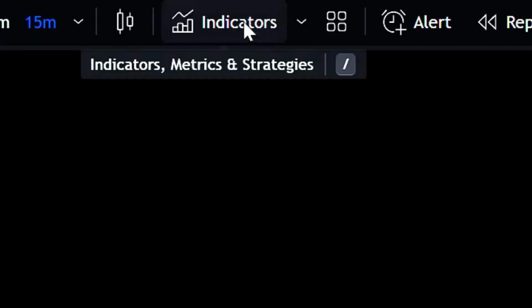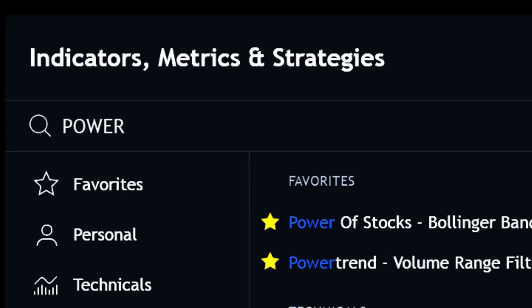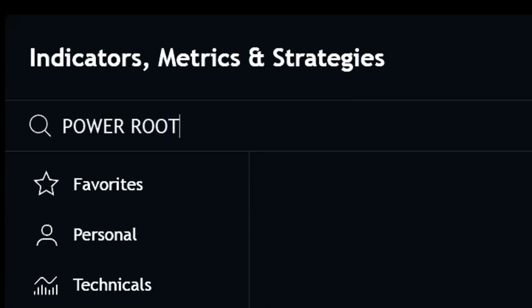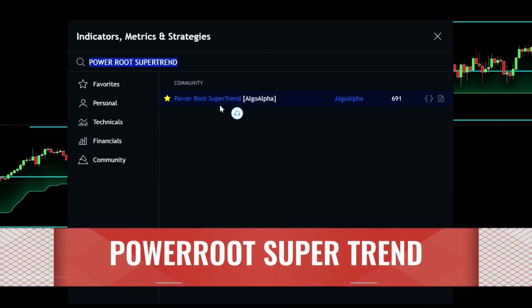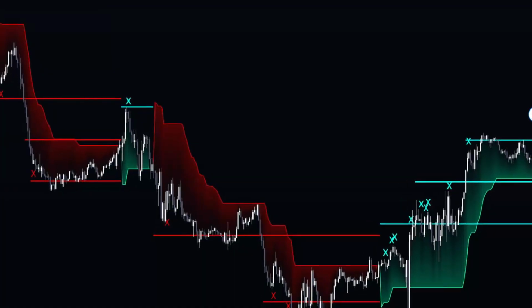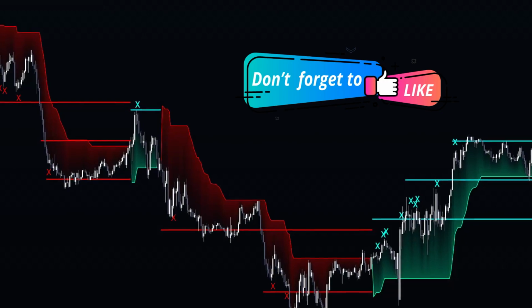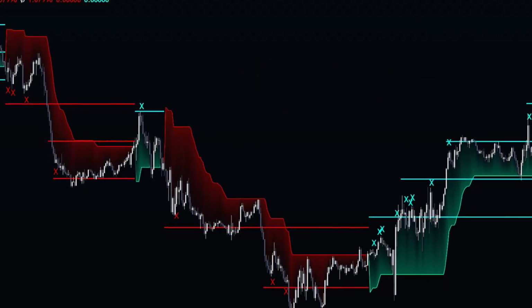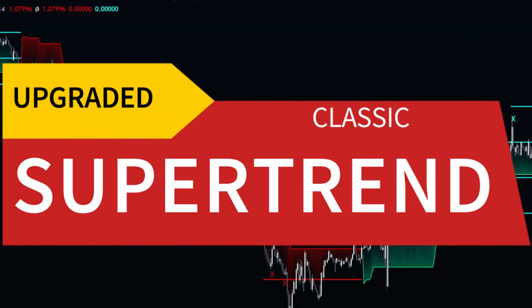So you'll want to click on the Indicators tab and type in Power Root Supertrend. Then just select the one created by Algo Alpha from the search results. I know, the name might sound a bit fancy, but don't worry, it's not as complicated as it seems. Basically, it's an upgraded version of the classic SuperTrend technical analysis tool, but with a twist.